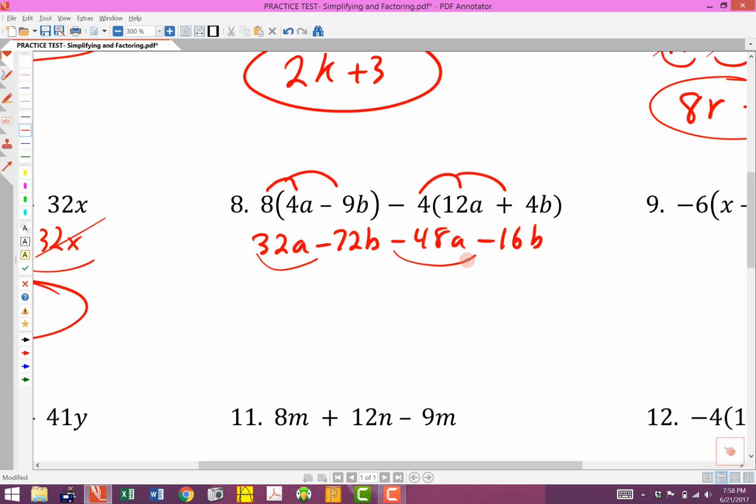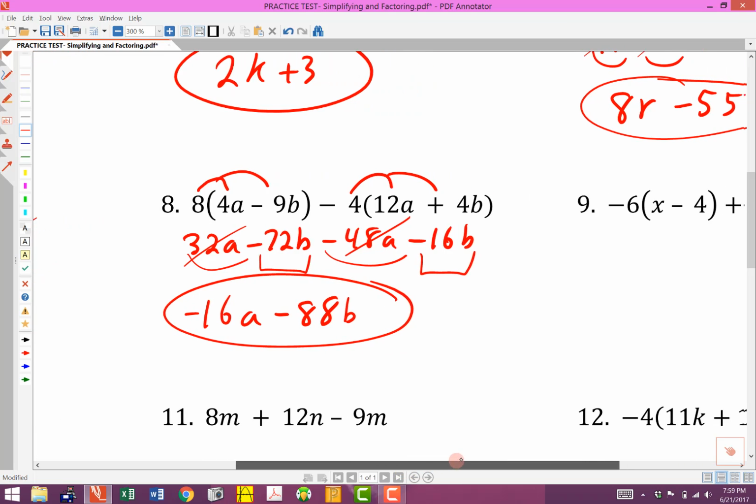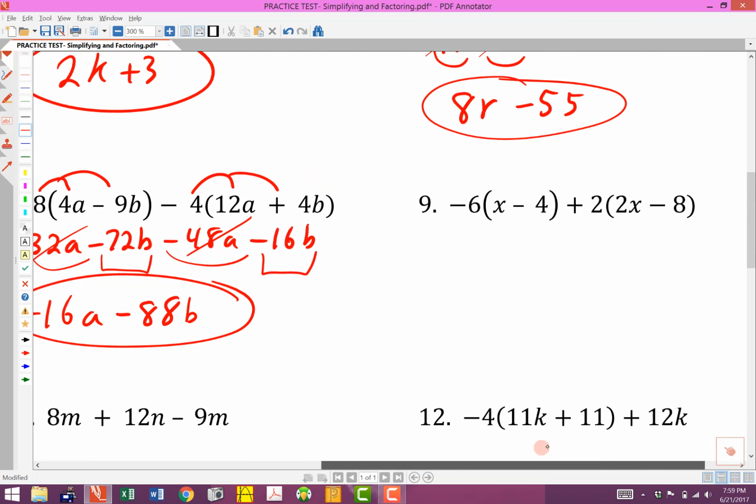Couple like terms here. The difference there is 16, the bigger one's negative, so negative 16a. And then we got these guys right here. So all together, that's going to be same sign, find the sum. That's going to be negative 88, keeping that same sign, and then a b. So there's our answer there. A little tougher problem there.